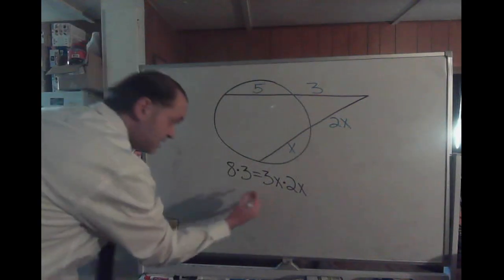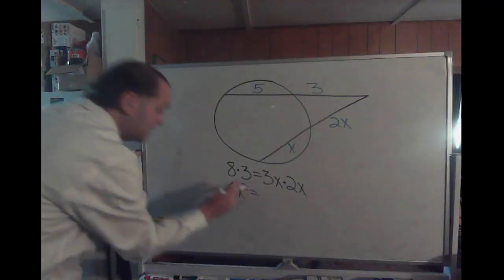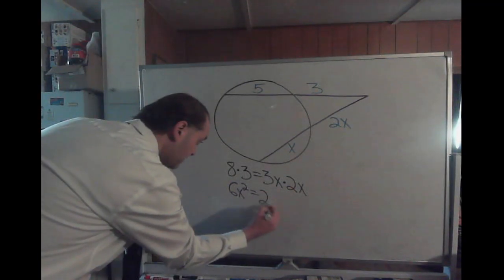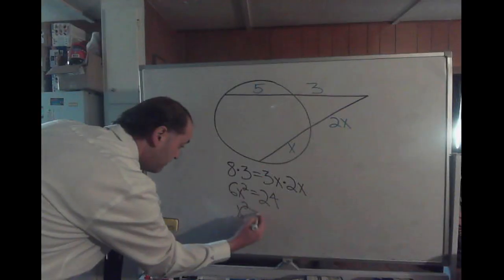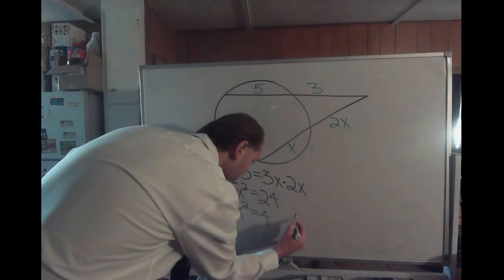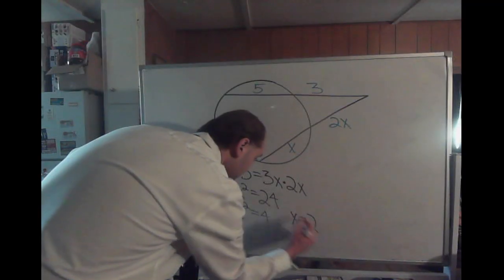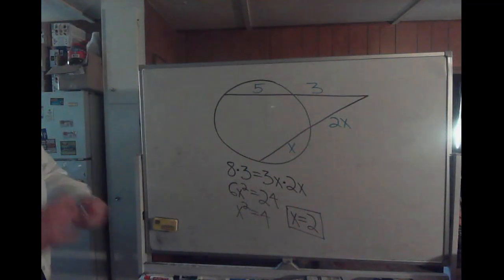So this is going to simplify into 6x squared is equal to 8 times 3, which is 24. Which means x squared would just equal 4. And the positive square root of both sides would just give you that x has a length of 2. So in this case, x would actually have a length of 2.